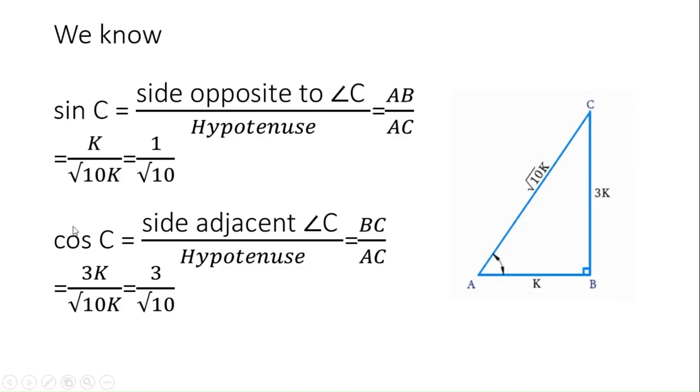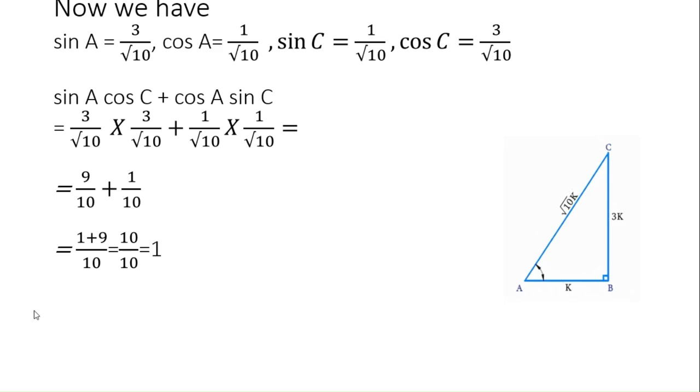Okay, and cos C is nothing but side adjacent to angle C by hypotenuse. What is the side adjacent to angle C? BC. So BC by AC. AC is the hypotenuse. Okay. So 3K by root 10K. That is equal to 3 by root 10. So we have written all the values required for the calculation. Sin A is 3 by root 10. Cos A is 1 by root 10. Sin C is 1 by root 10. And cos C is 3 by root 10.